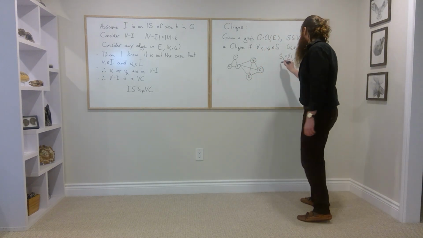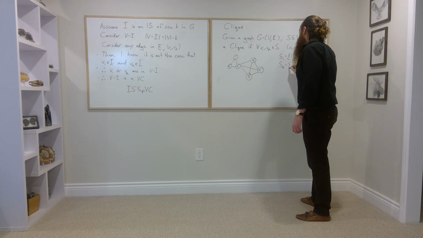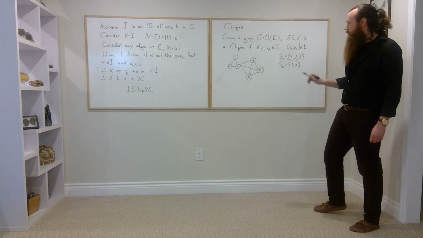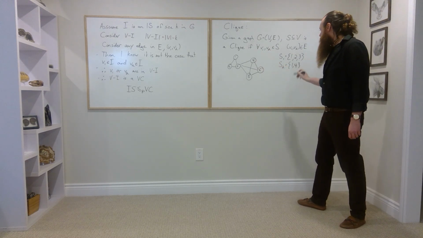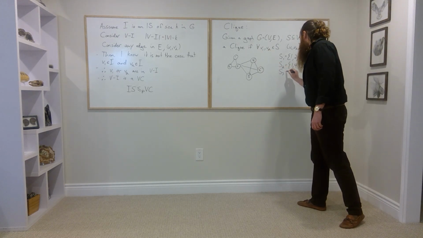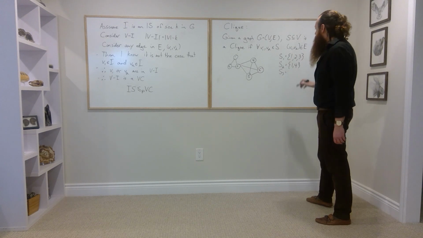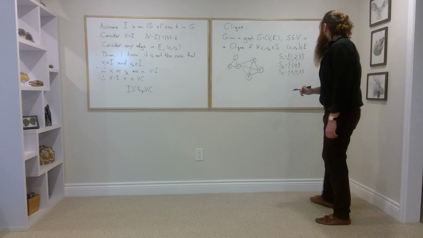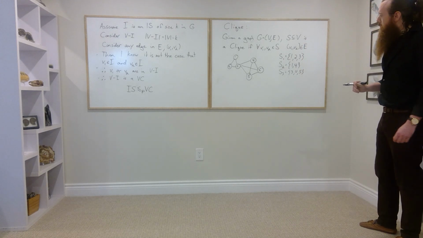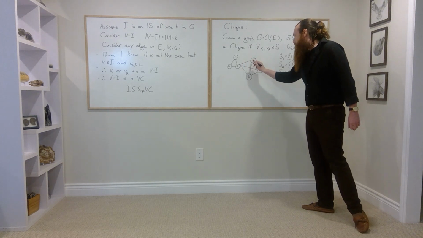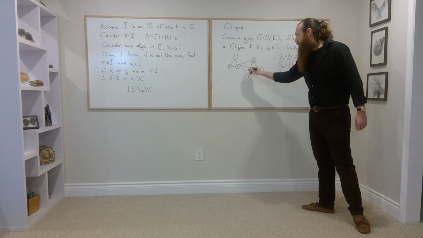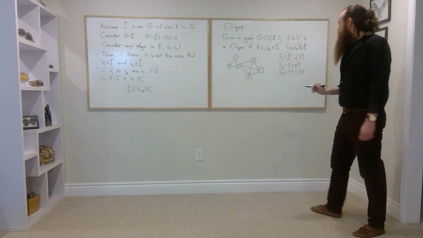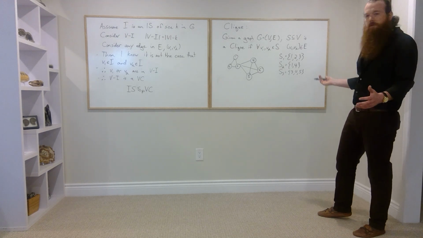What about the set 1, 4? No, it's not a clique because 1's not connected to 4. What about 3, 4, 5? Is 3, 4, 5 a clique? Well, you check it out. 3 is connected to 4, 4 is connected to 5, 5 is connected to 3. Yes, it's a clique. What's the largest clique in this graph?